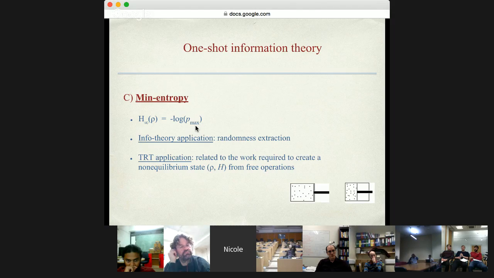In thermodynamic resource theories, the min entropy helps quantify the work required to create some non-equilibrium state from just free operations and the specified amount of work. That's analogous to starting out with this uncompressed gas and expending some amount of work to compress it.